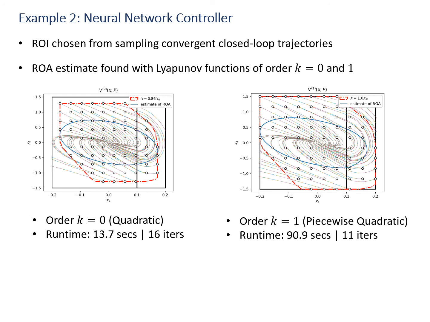In these two figures, the largest region of interest found is marked by the red lines, and the blue lines depict the estimated region of attraction given by the synthesized Lyapunov functions. The sampled trajectories of the closed-loop system are plotted too, with the white dots denoting their initial conditions. As you can see, by increasing the order of the Lyapunov function, we are able to find a larger estimate of the region of attraction at the cost of longer running time.